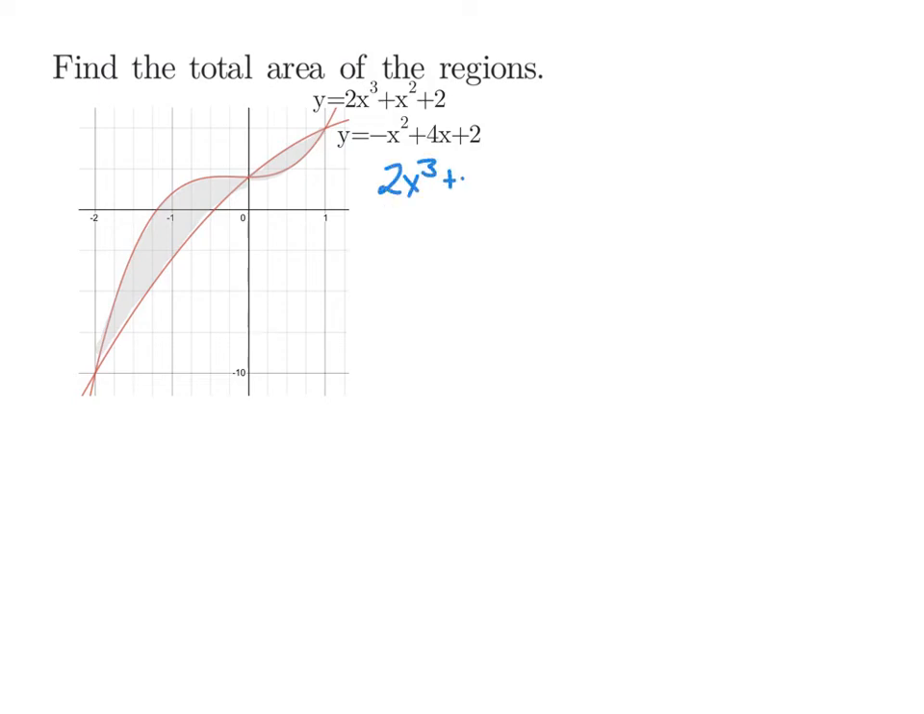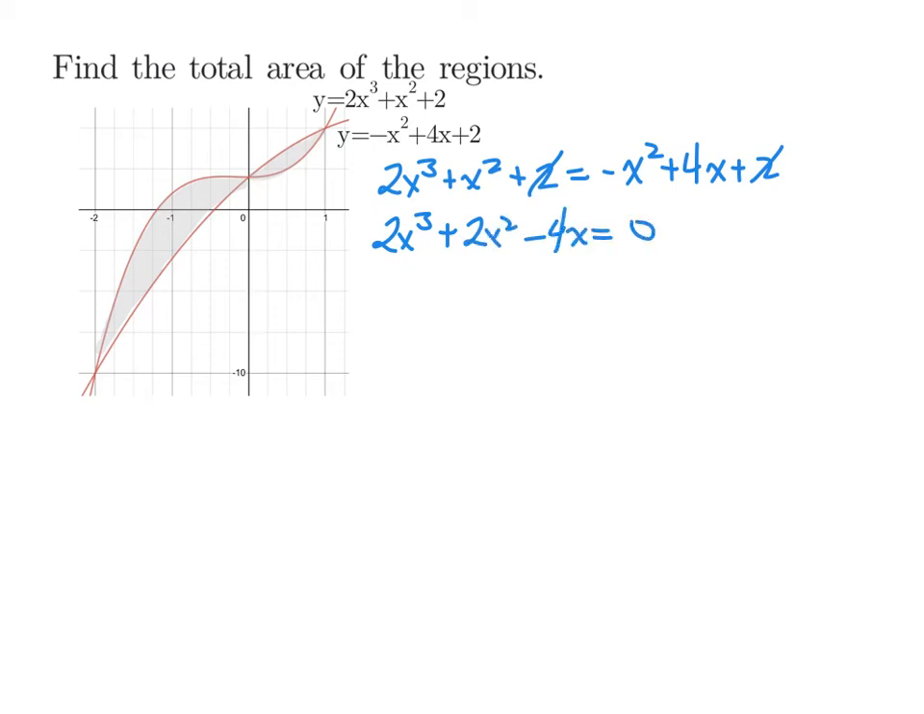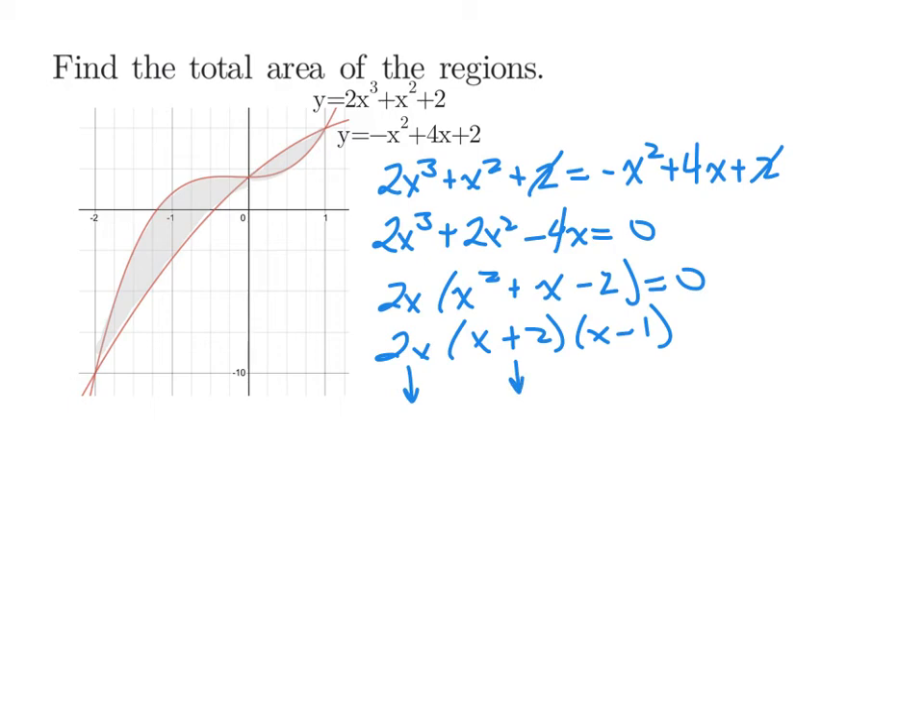So 2x cubed plus x squared plus 2 is equal to negative x squared plus 4x plus 2. Bring everything over to one side. That's going to get these 2's to cancel, but adding x squared to both sides leaves us with plus 2x squared here, and subtracting 4x gets us at 0 on the right side. Now we can factor out the common factor of 2x, being left with x squared plus x minus 2. Factoring that one into x plus 2, x minus 1 leaves us with 3 different x coordinates. x equals 0, x equals negative 2, and x equals 1.